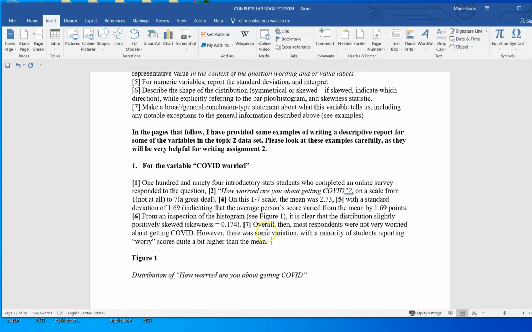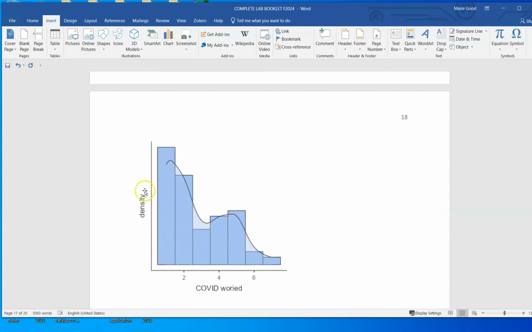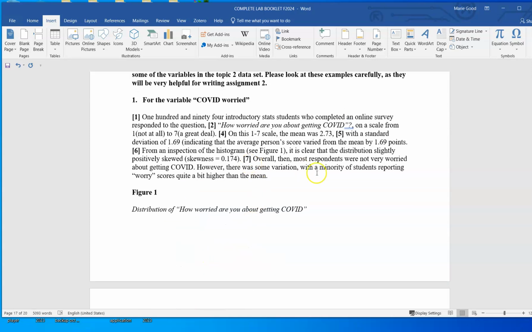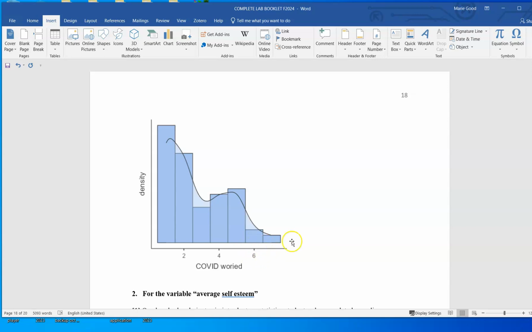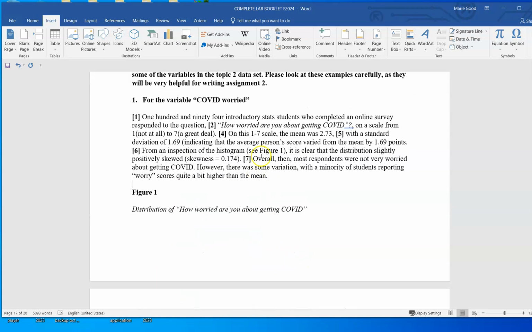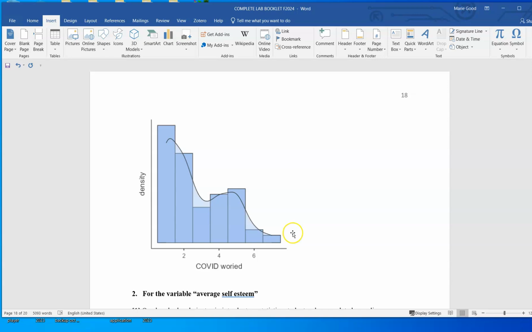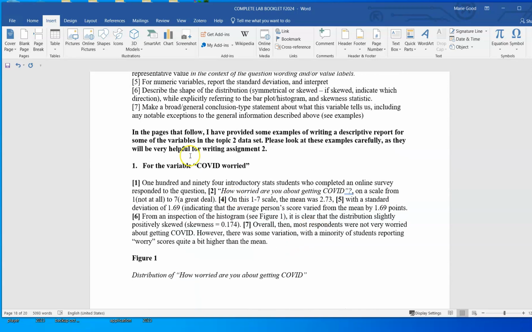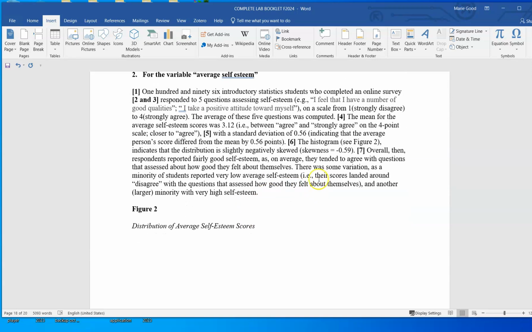So you want to say, overall, most respondents were not very worried about getting COVID, right? We get that information from the mean. And also, you can see with the histogram, the responses are piled up at the low end of being worried about COVID. So most people weren't worried, but there was some variation, right? Because there was a minority of students who reported worry scores quite a bit above the mean. Okay, so most people weren't worried, but there were some people who were very, very worried. So that's what number 7 looks like.